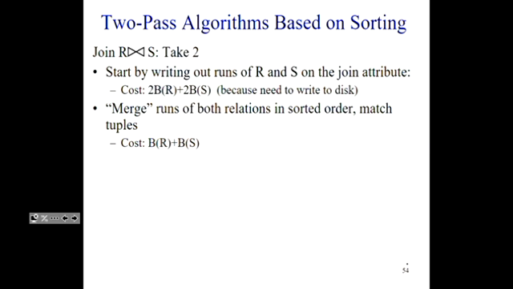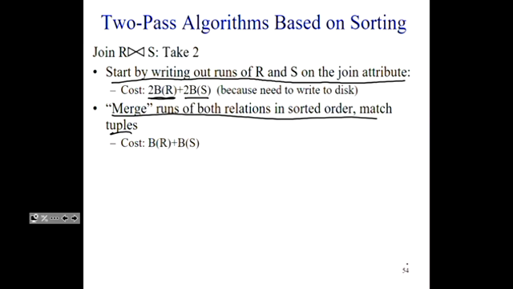So I start by writing out runs of R and S sorted on the join attribute. For that, I need to bring in R in groups of M, write it out, bring in S in groups of M, write it out. So there's a cost of 2BR and 2BS. Now I have sorted runs of R and S on disk sorted on the join attributes. The next step is to simply merge these runs in sorted order and match the tuples. For this the cost is B of R plus B of S. Now what is a constraint that I need to meet?